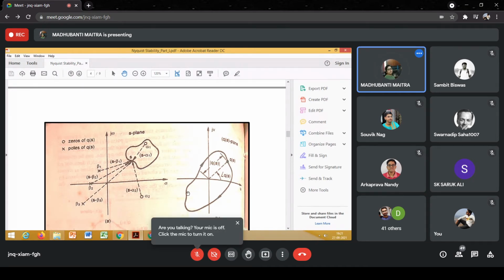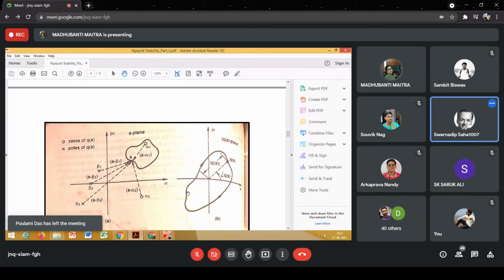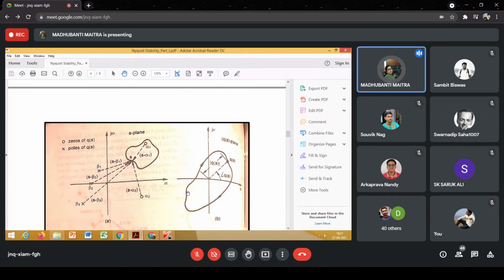I repeat, is it clear? So when one zero of QS is being enclosed by the S-plane contour, on the QS plane the result will be that we again get a closed contour, and the contour will encircle the origin of the QS plane once in a clockwise direction.